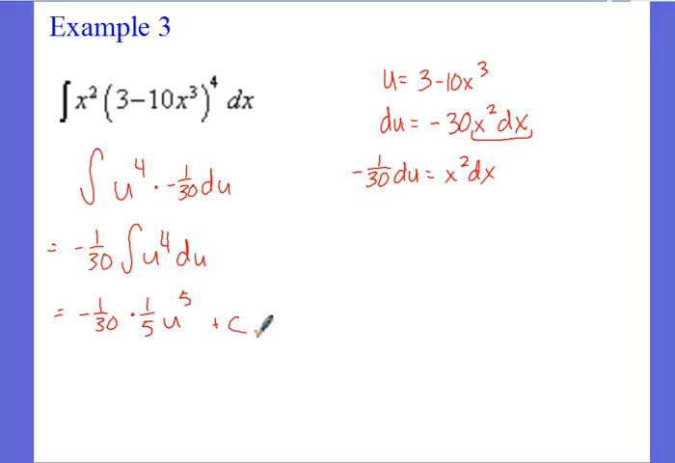And then now, can I simplify this? Yeah, because this is just two fractions being multiplied. So this is going to become negative 1/150. And then put my u back.